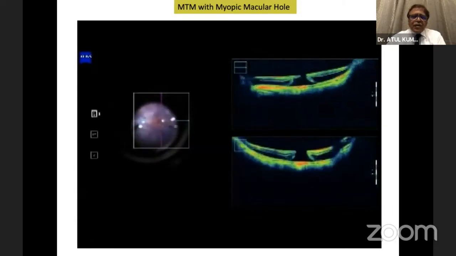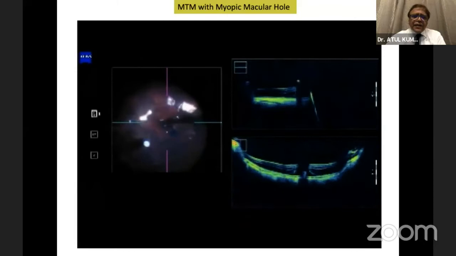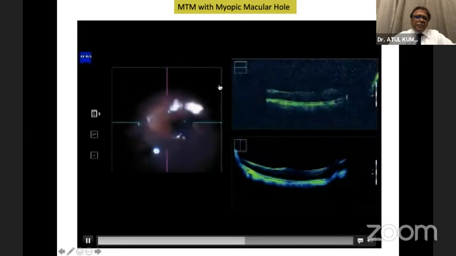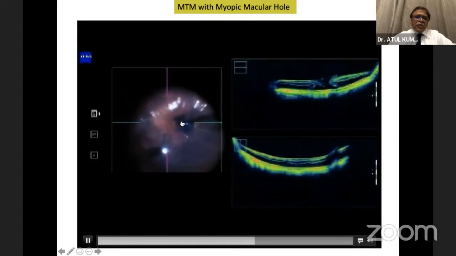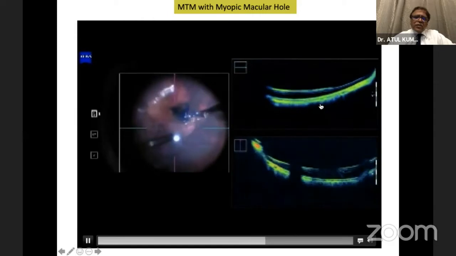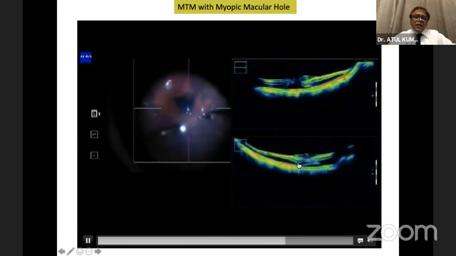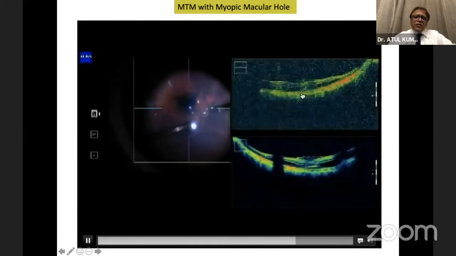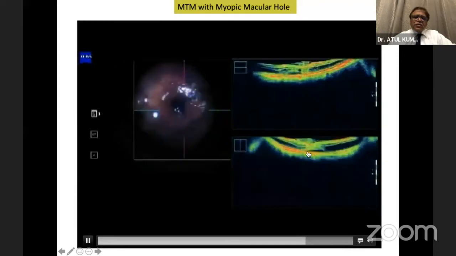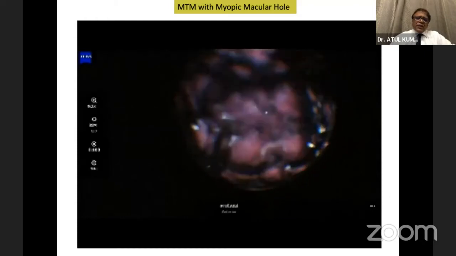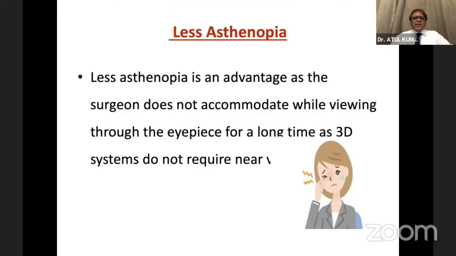So there you can see the hole exactly centered, and through the light reflex you can see the ILM is stained with brilliant blue G dye, and once the hole is closed, you are dead sure on the IOCT device which is there. This is integrated IOCT, and it will show you that once you close the hole, you're dead sure on the IOCT, then only do you put in gas. The 3D device also has less asthenopia because you're looking at a distance, not exactly into the microscope eyepiece.